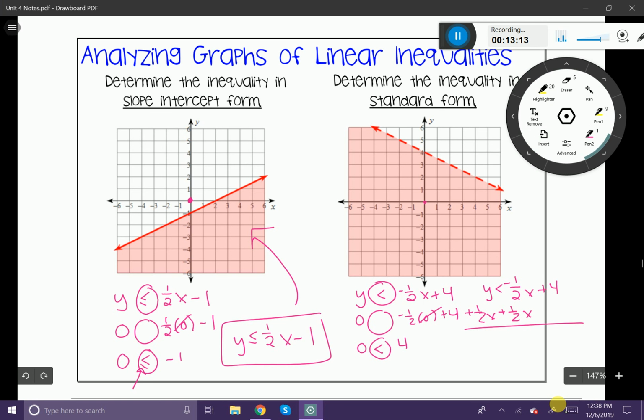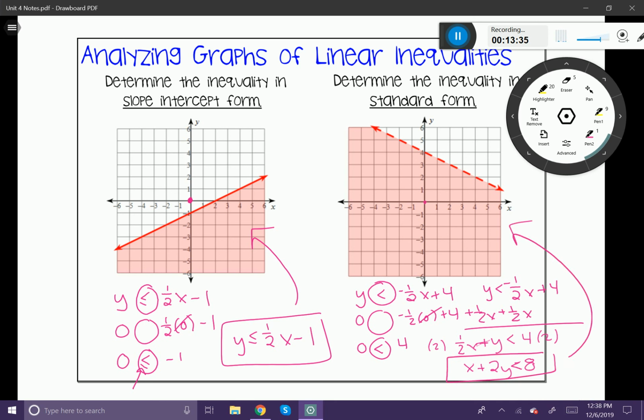Okay, so what do we have here? 1/2 x plus y is less than 4. There we go. And then I'm going to multiply by 2 on both sides to give me x plus 2y is less than 8. This is my inequality in standard form of this graph. All right, that brings us to the end of our lesson on linear inequalities.